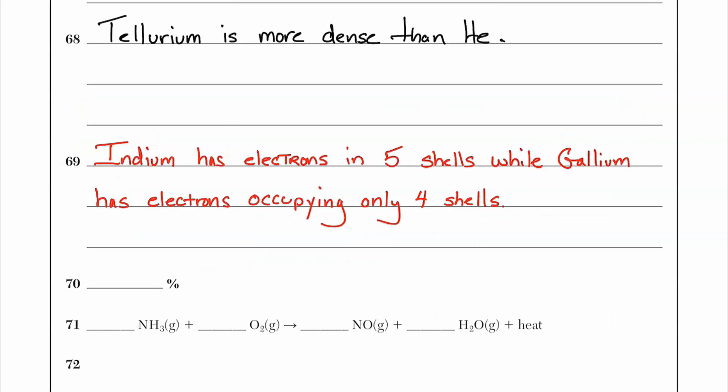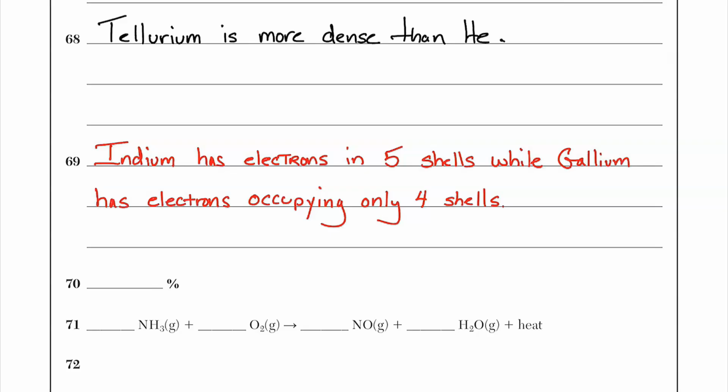Let's go to the booklet. It said indium has electrons in 5 shells, while gallium has electrons occupying only 4 shells. You could just say simply that indium has more shells. And you need to know that the more shells of electrons, the bigger you are. So as you go down every group, the atom gets bigger, becomes more metallic. Electrons are held farther away, easy to remove. Some things you should already know.